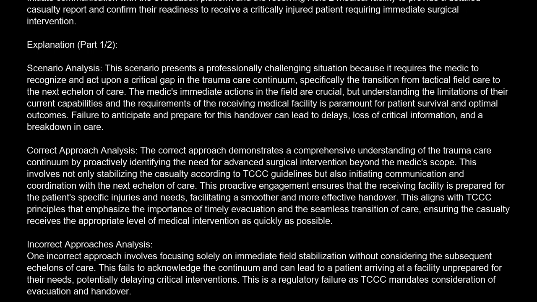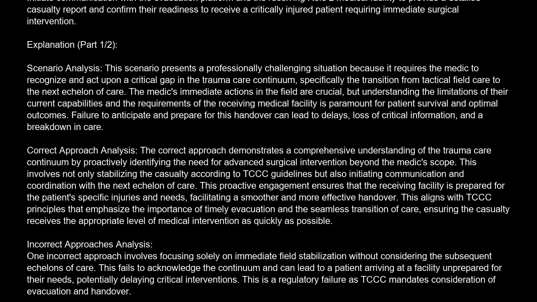Incorrect approaches analysis. One incorrect approach involves focusing solely on immediate field stabilization without considering the subsequent echelons of care. This fails to acknowledge the continuum and can lead to a patient arriving at a facility unprepared for their needs, potentially delaying critical interventions. This is a regulatory failure, as TCCC mandates consideration of evacuation and handover.